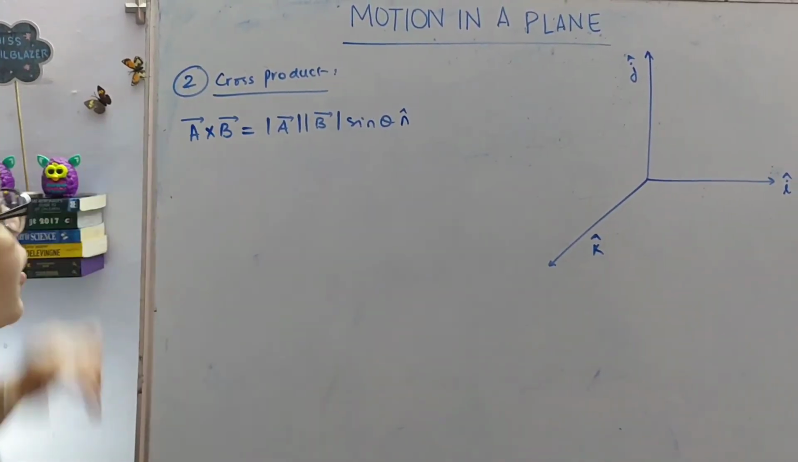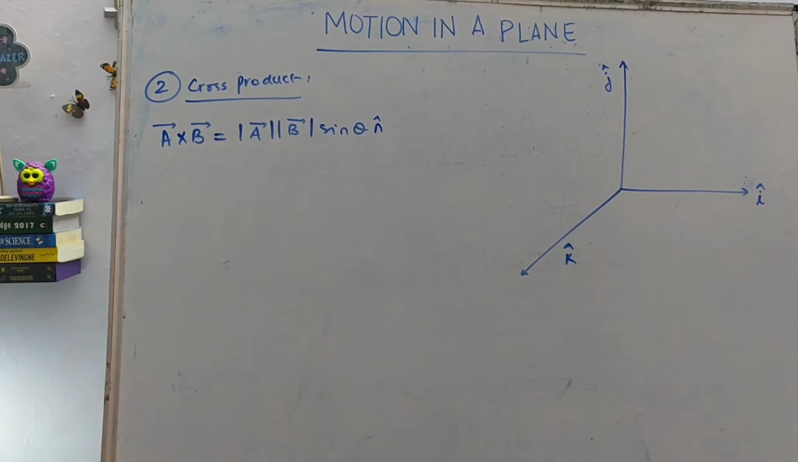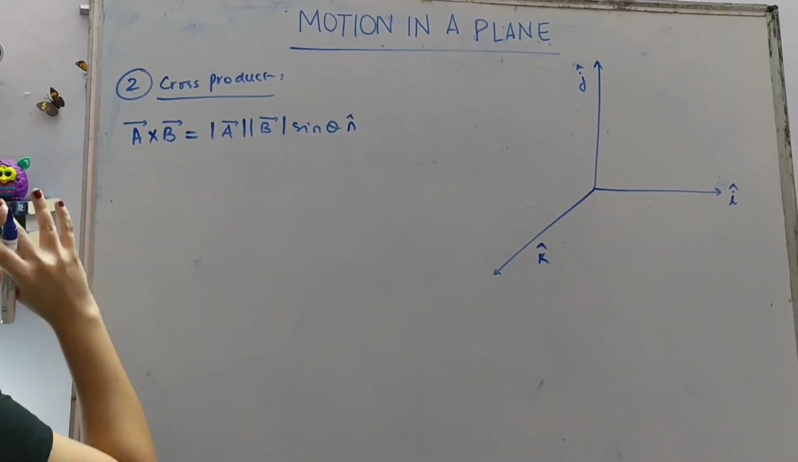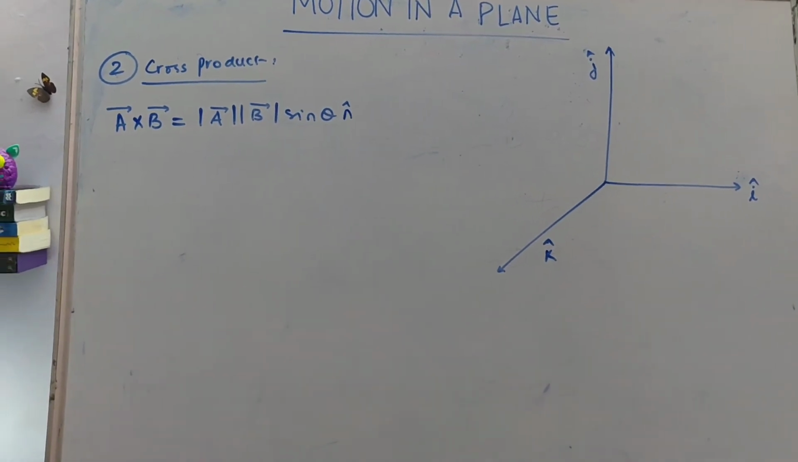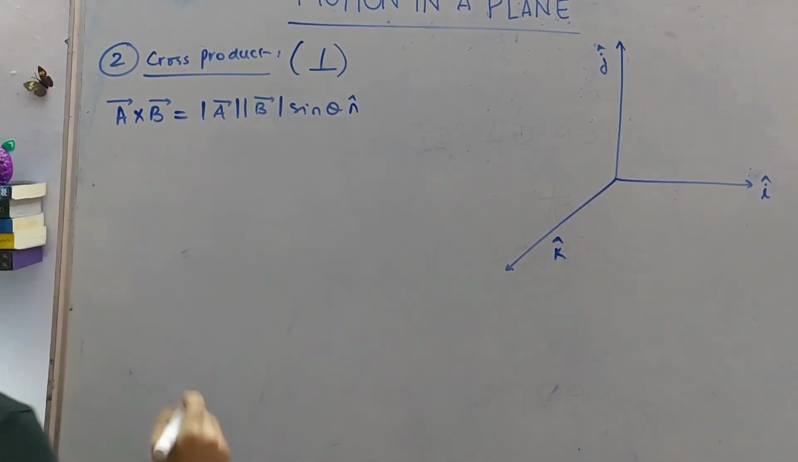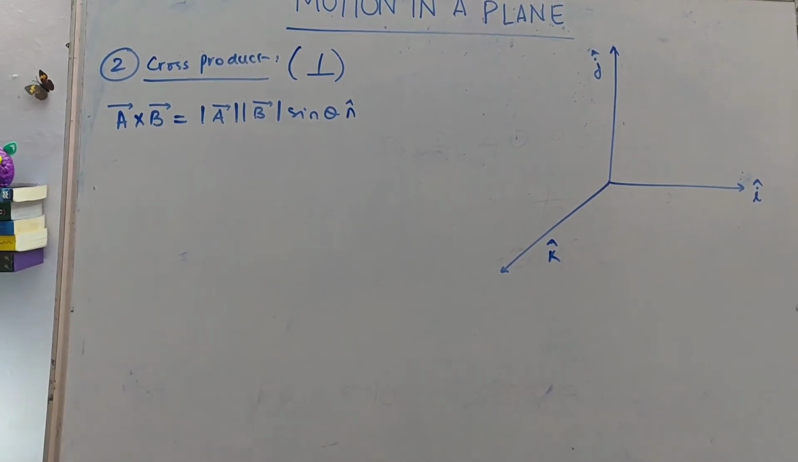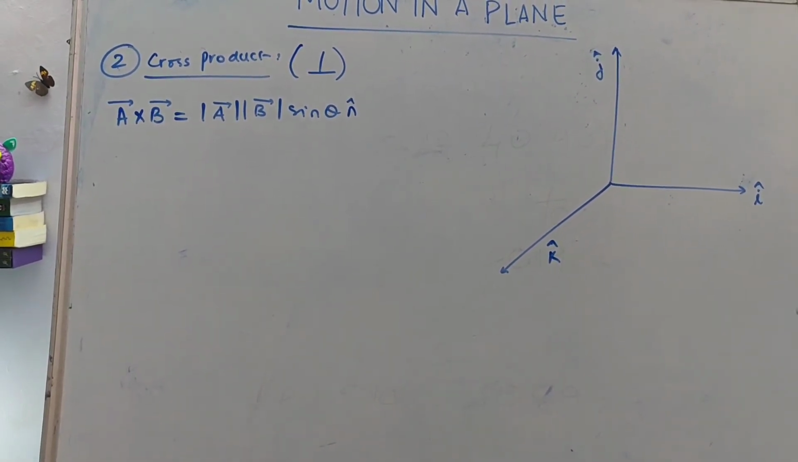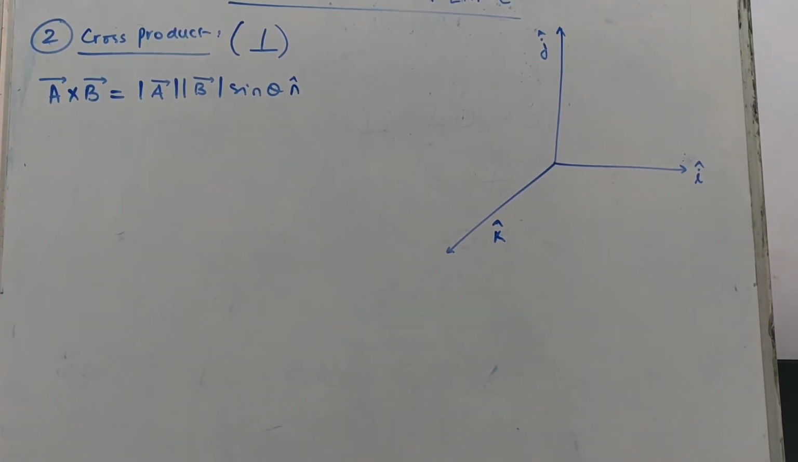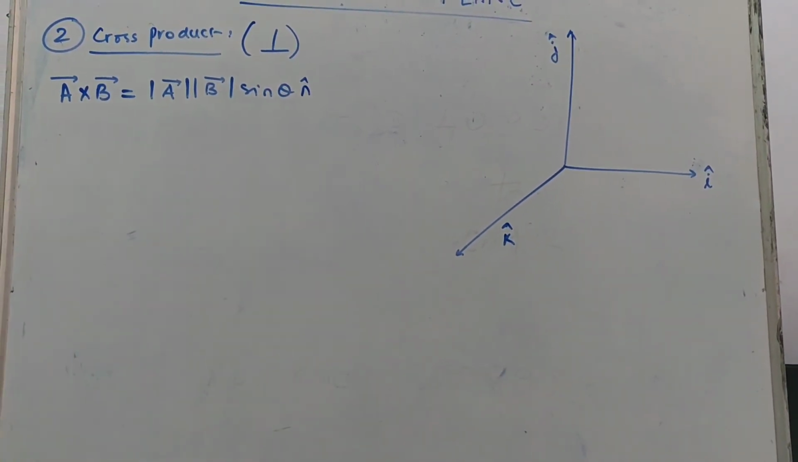Now let us see the cross product. So this is the second type of multiplication of two vectors. This is the second method. This is generally, I repeat, generally applied only for perpendicular vectors. It can be applied for other vectors, but whenever you see a numerical and it is saying two vectors are acting perpendicular to each other, you will usually apply cross product.